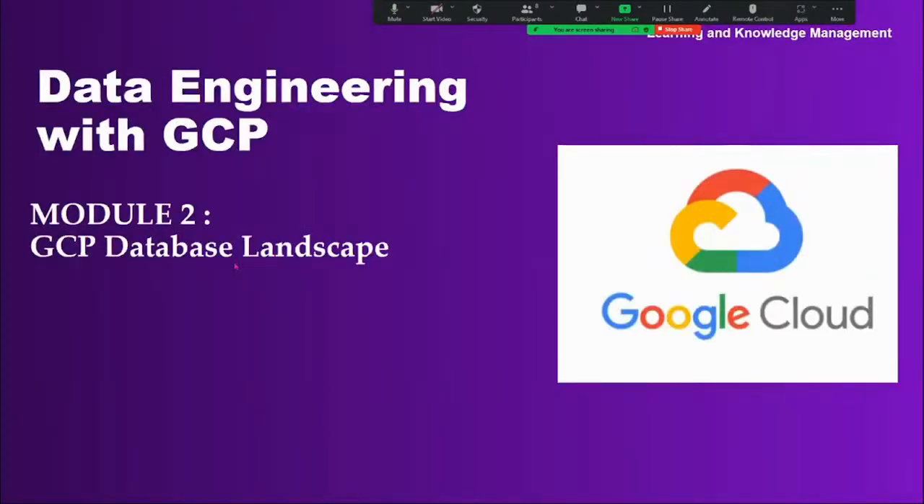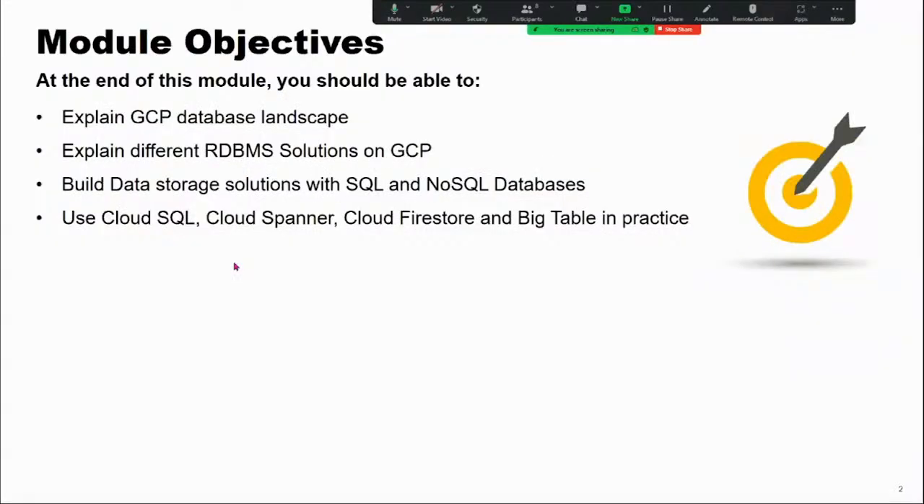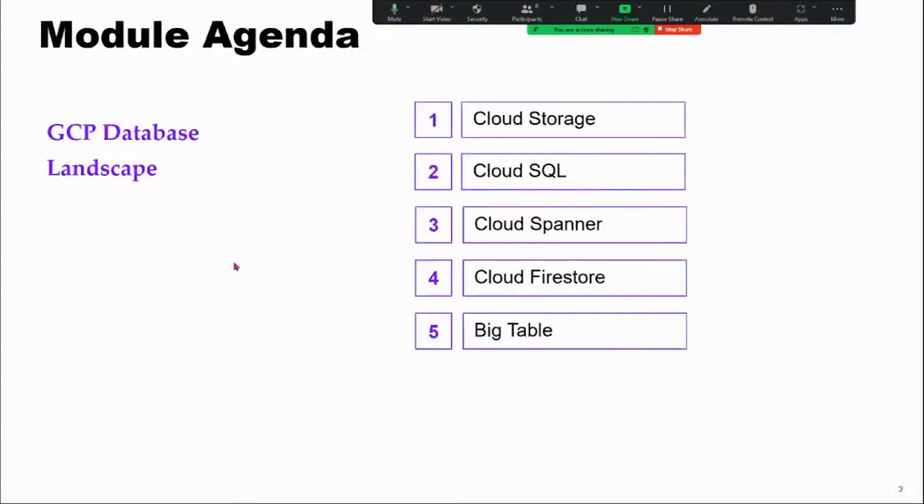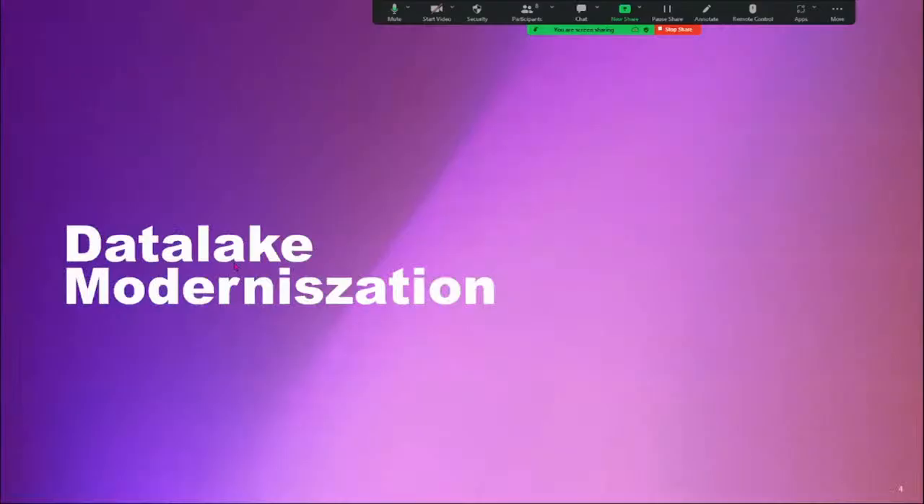In the GCP database landscape, this is the agenda, guys. We are going to explain all the GCP database landscape and the differences between RDBMS and NoSQL databases. In this one, we're going to look at CloudSQL, Cloud Spanner, and Bigtable. First, we're going to see data lake modernization in GCP. If you want to have a data lake in GCP, how can we have it? Which tool can act as a data lake in GCP? Let us see one by one.